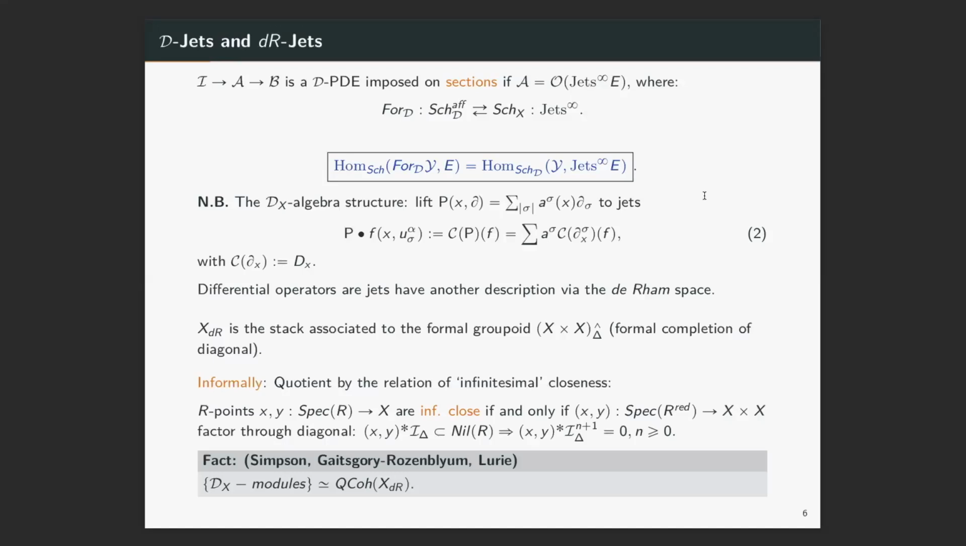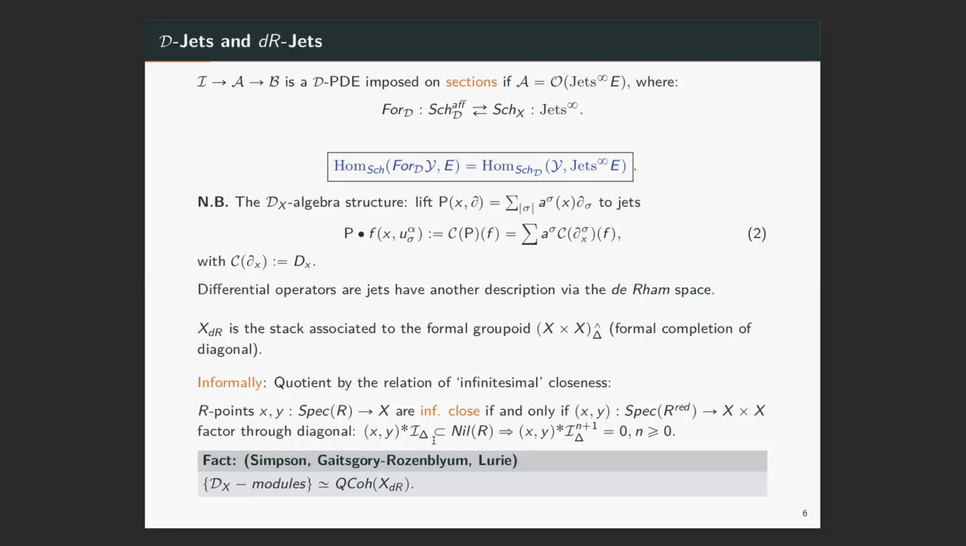So all of this is very algebro-geometric terminology. And what it means is if you take two points, you're going to identify them to be infinitesimally close. So this down here is what I write in the algebro-geometric language. You take two R-points of a scheme, they're so-called infinitesimally close if, when they restrict to the reduced ring structure, they factor through the diagonal.